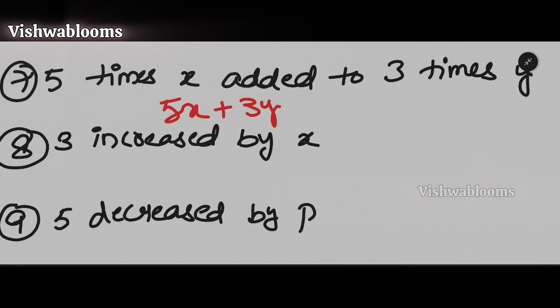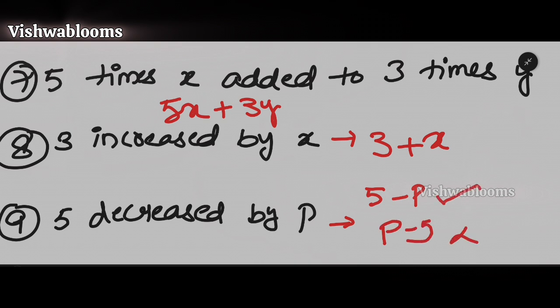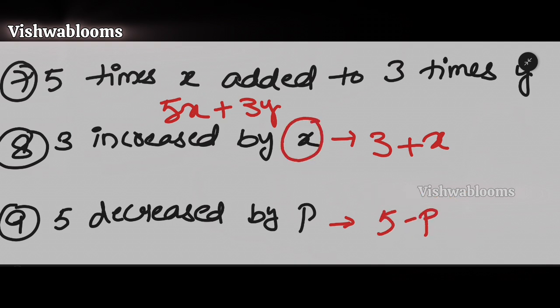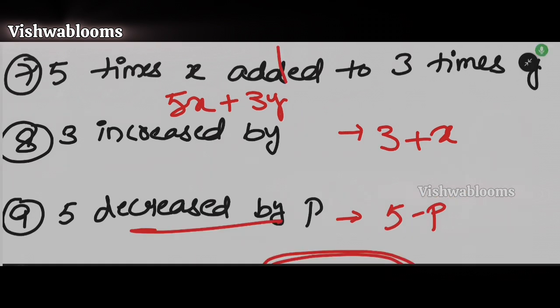Next, 3 increased by x is nothing but, first you write 3, increased by means plus x. Here again be careful. In the next question, 5 decreased by p, guess whether it is 5 minus p or p minus 5. So the correct answer is 5 minus p, not p minus 5. I'll tell you why. In less than, we first write what comes after it. Let us see the difference.